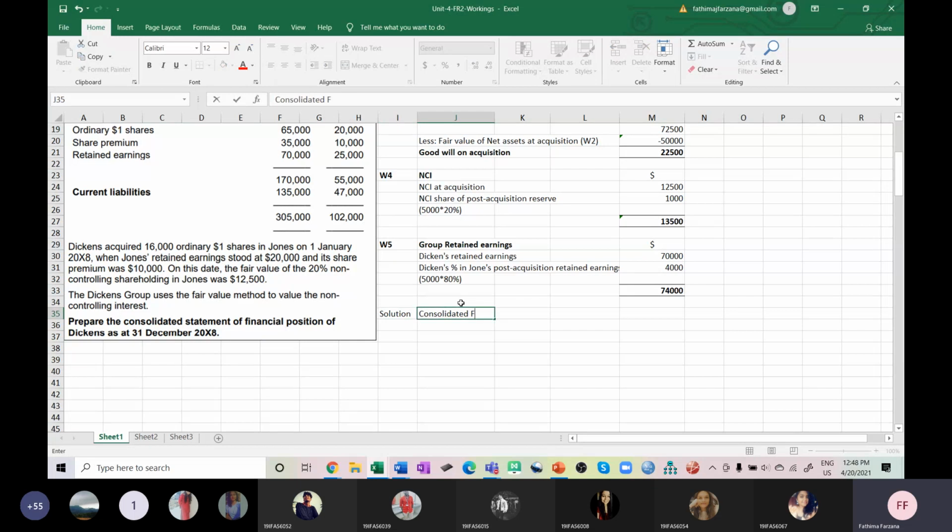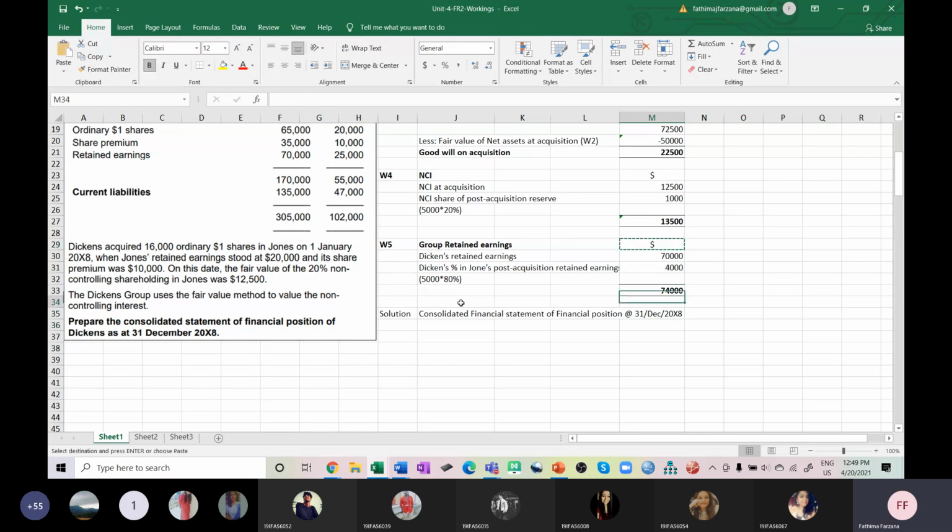Consolidated financial statement. Only the financial position, at the end of the year, that is 31st December. Going to prepare this. You can have 2 columns if you want to, otherwise 1 column is more than enough. For assets, 1 column is enough most of the time. For liabilities, you need more. So let me put the first column. I'm going to start with non-current assets. Leave some space.